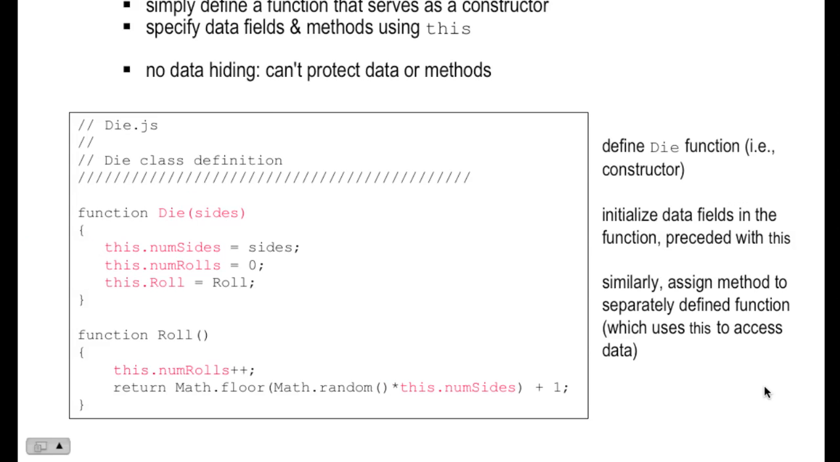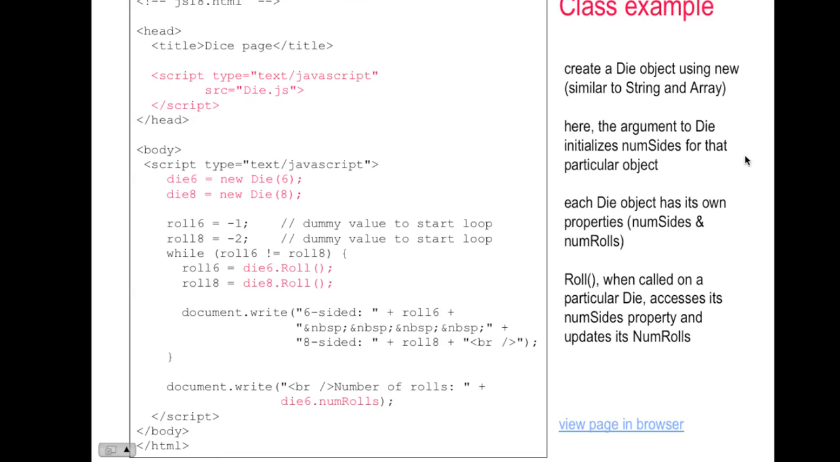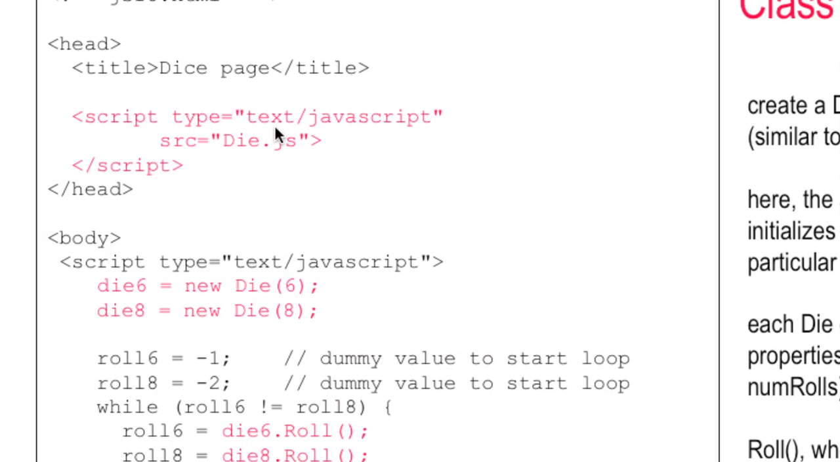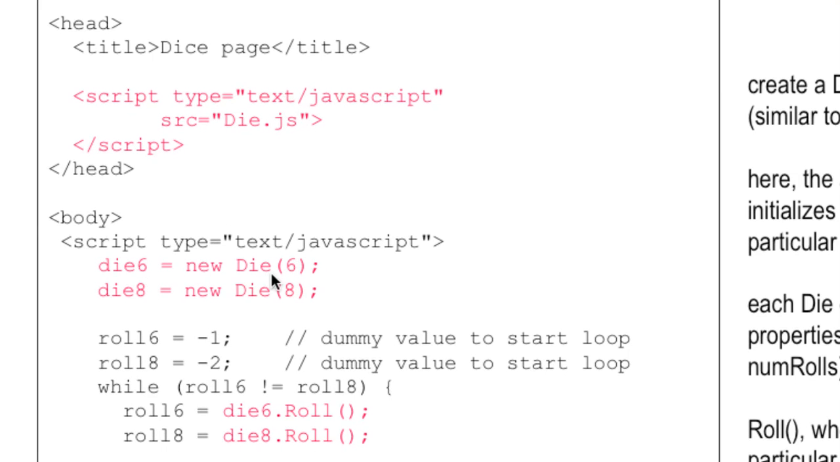So if we see this here on our class example, we have now new die. New die, it's like new string or new something. It's a new object now that we're creating, or new date, as we saw before. It's really just that object that we created. We're loading it in. Source is equal to die.js. So here we've taken the code that we put in, it's just a matter of creating functions and using this inside of the functions. We include this in, and then down here we say die6 is equal to new die6, die8 is equal to new die8. We're now using this as an object.